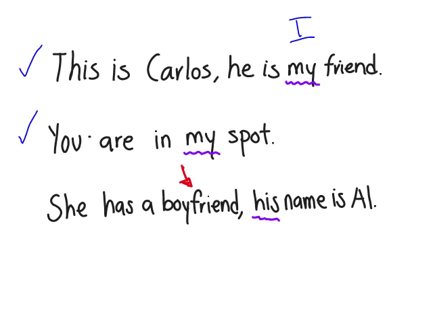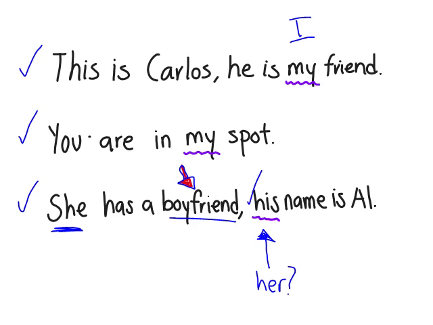Example number 2, you are in my spot. If you ever watch The Big Bang Theory, you can. This is a very common expression Sheldon uses. In example number 3, she has a boyfriend. His name is Al. Now, why his? Sometimes people get confused and say, but it should be her. Yes, remember that we're not talking about her name. We're talking about her boyfriend's name. So he is the person, it's a boy, because it's boyfriend. And so we have to use the possessive adjective his. Alright?